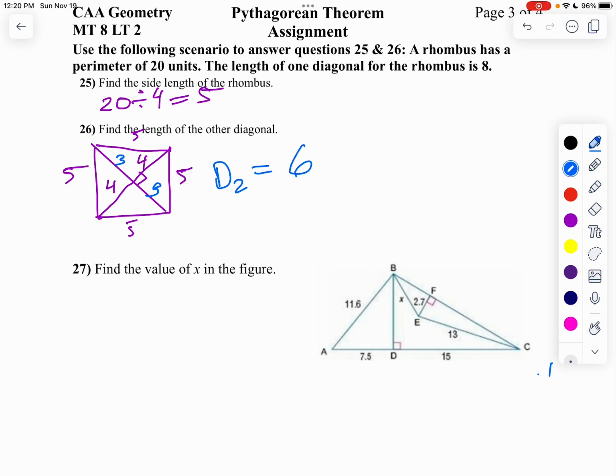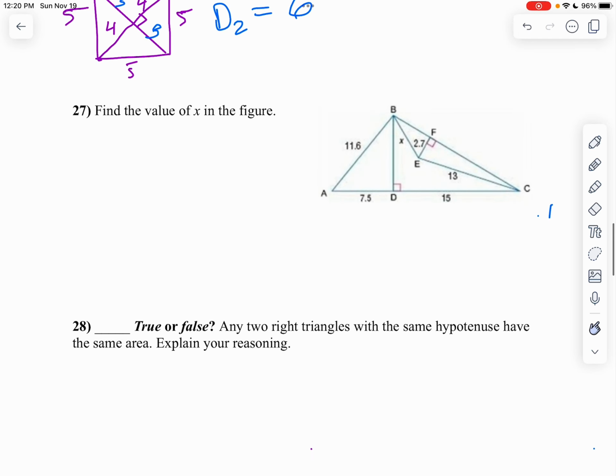In 27, we've got this triangle here, and I want you to find x. And the first thing I notice, I can't find x straight because I don't know BF. But I do see I've got this right triangle here, so let's go ahead and do that one first. On that one, I know my hypotenuse is 13, and I know one of the legs is 2.7. And then I'm going to solve for FC.